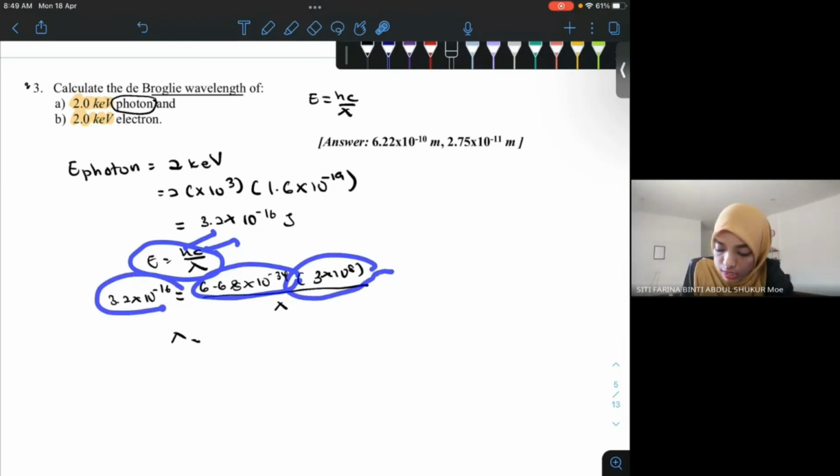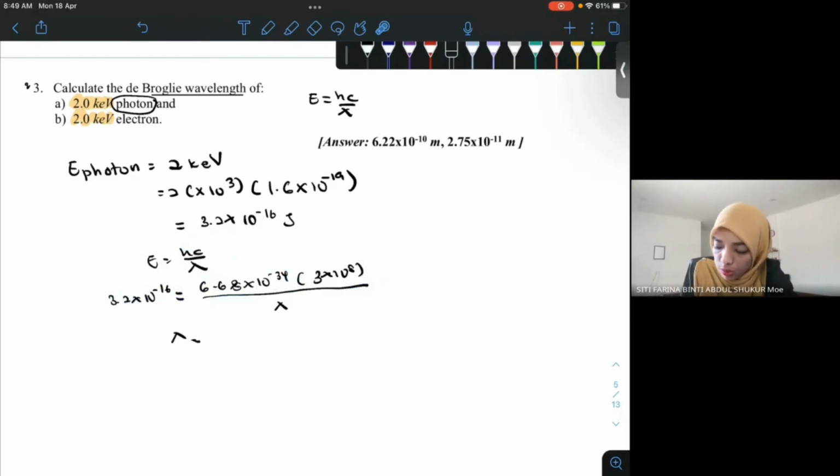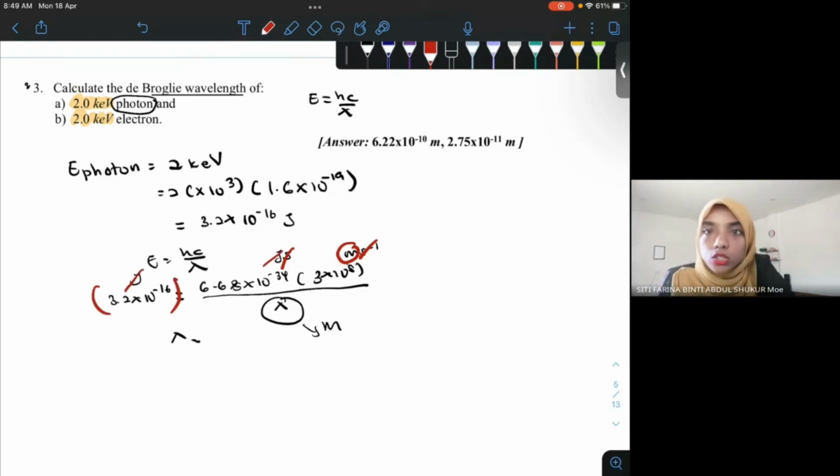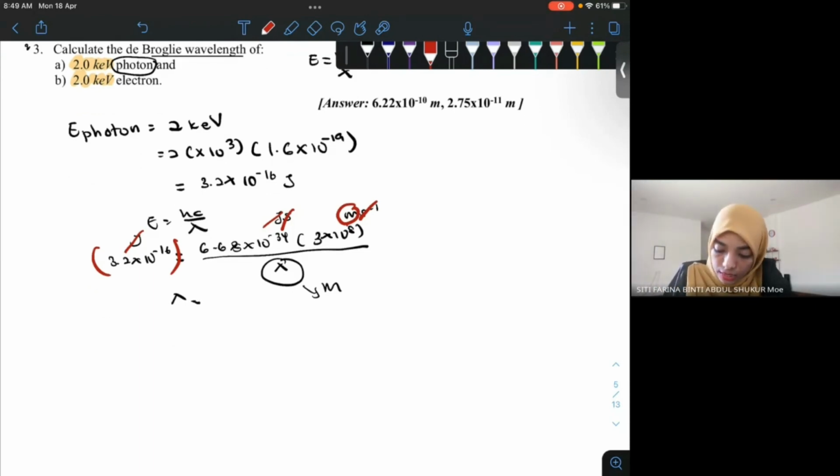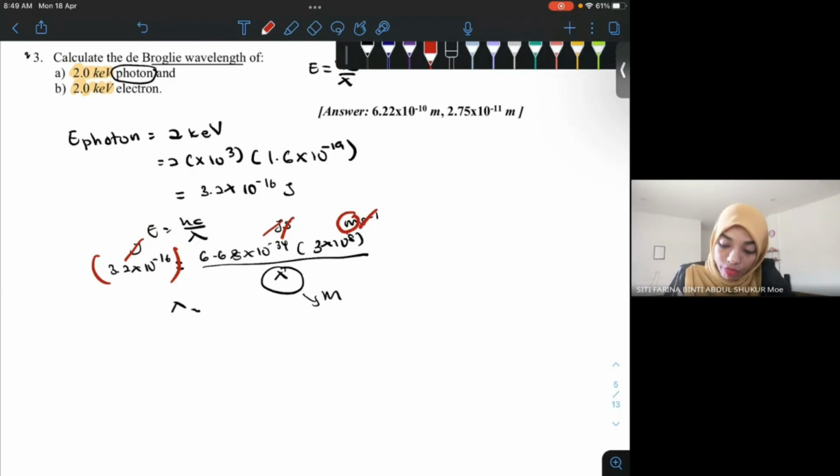So ini kena dalam unit joule baru boleh dapat your lambda as meter dekat sini sebab ini joule second, ms negative 1, ini joule. Ini kita tahu unit dia adalah meter. So kalau kamu tengok second s negative 1 dah cancel. So M ini akan automatically jadi the unit for your lambda. So you have to cancel your joule. So nak tak nak ini kena dalam unit joule. Jangan lupa convert.